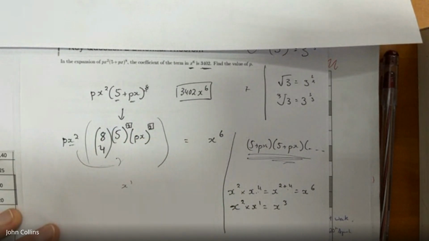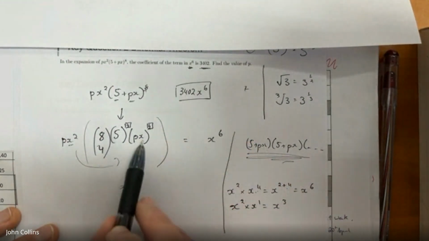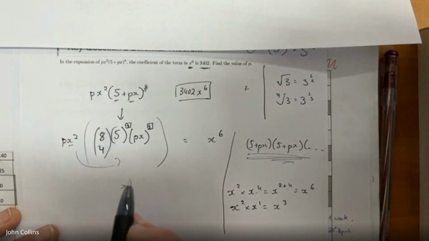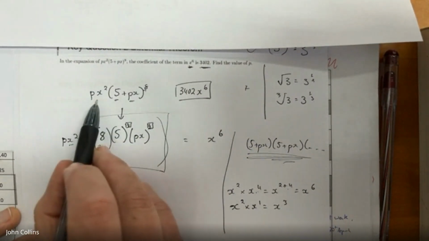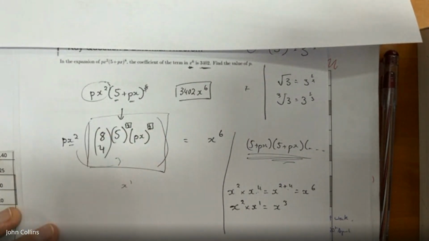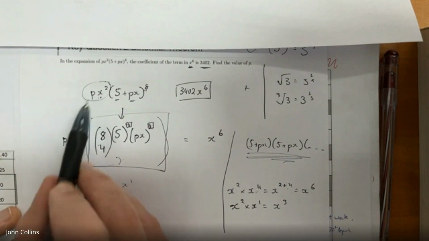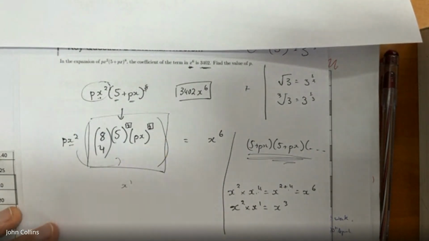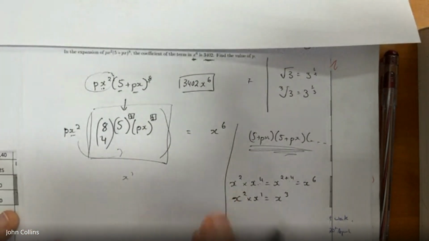Then why is it correct? How do I know? Because the question asked for x6. I need to make x6 out of this. This is our binomial part. Every single term is going to be multiplied by this bit, which is not part of the binomial, which has an x squared in it. That's why it's 2 and 4. So that's how we make 6.